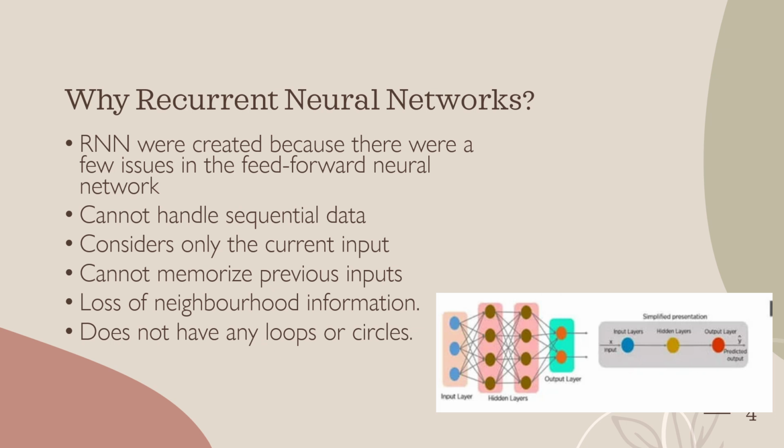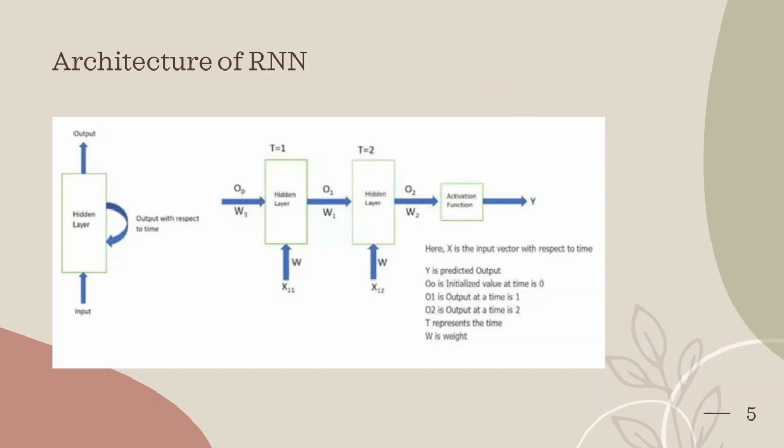As you can see in this diagram, which clearly explains the input layer, hidden layer, and output layer, the hidden layer is between the input layer and output layer, and a simplified feed-forward representation is given here, with input layer, hidden layer, and output layer. So let us move further.